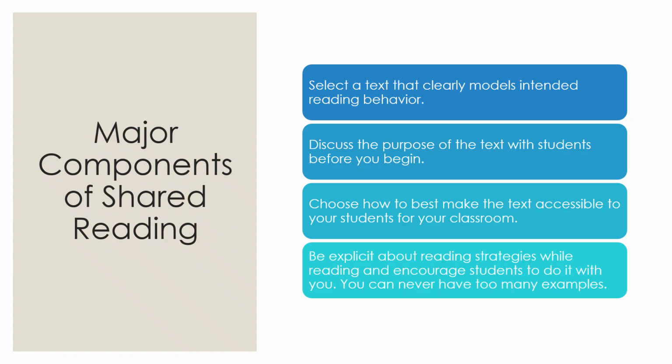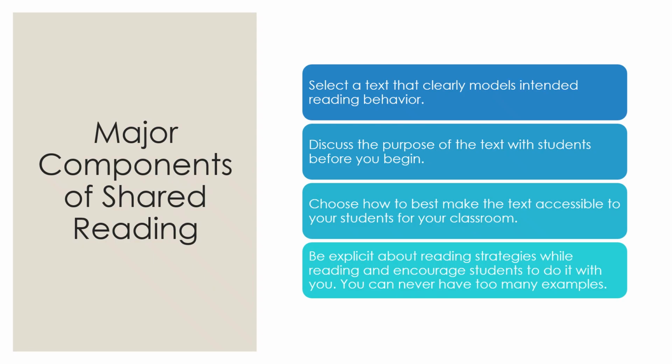So these are the components of shared reading. If you want to implement shared reading in your classroom, this is how you do it. Select a text that clearly models the intended reading behavior. So if you are hoping to do comparing and contrasting, you need to have a text that does that well. If you are hoping to show your students how to find definitions using a glossary, then you need to have a text that has a glossary. Whatever it is, your text needs to succinctly and very clearly fit into the reading behavior that you want to show them. So discuss the purpose of the text with students before you begin.